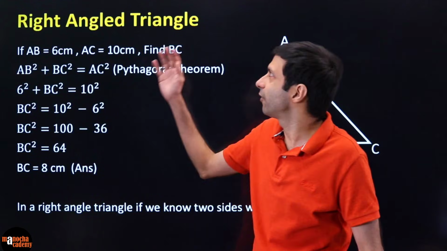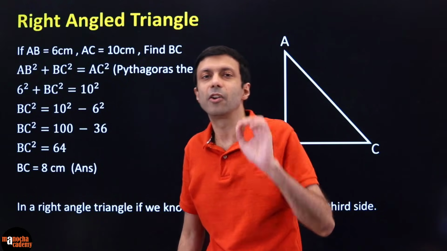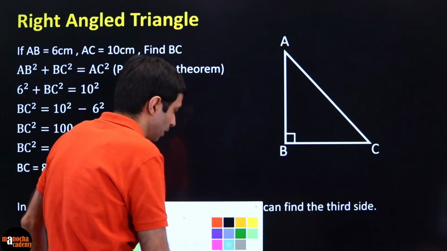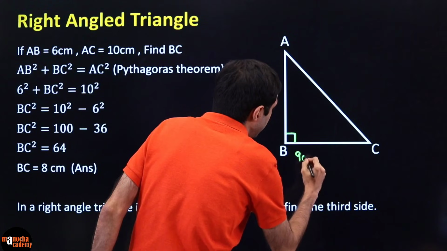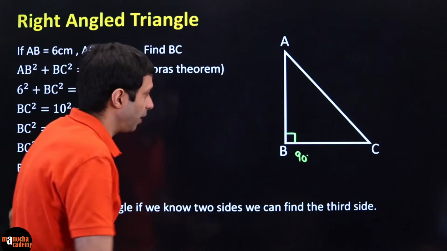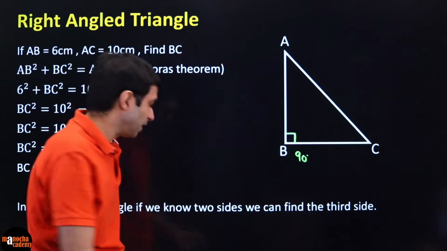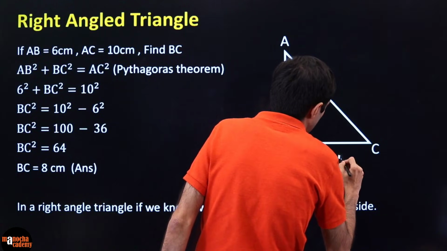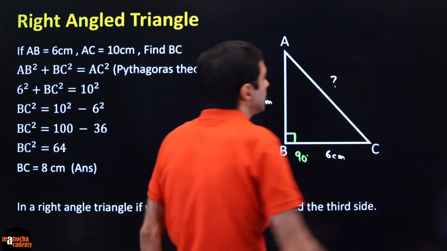All of you know what a right angle triangle is. First, let's start with that. Right angle triangle, very simple. A triangle which has a 90-degree angle. So this is a right angle triangle because it has a 90-degree angle. And what do we know about a right angle triangle? If you know two sides, can you find the third side? So let's say I tell you that this BC is 6 centimeters and let's say AB is 8 centimeters. Can you find the length of the other side AC for me?